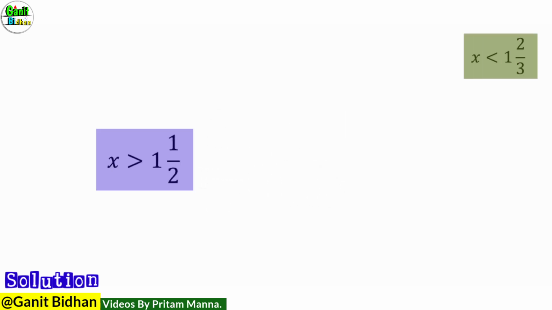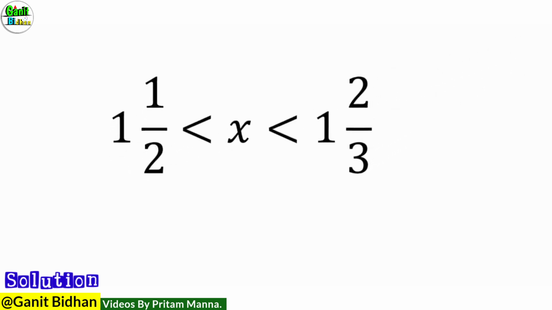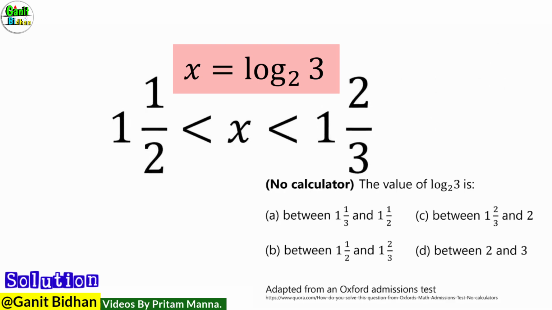এখন এই দুটিকে একত্রে করে পাই 1 and half is less than x is less than 1 and 2/3 এবং আমরা জানি x is equal to log of 3 to the base of 2. Therefore the answer is option B.